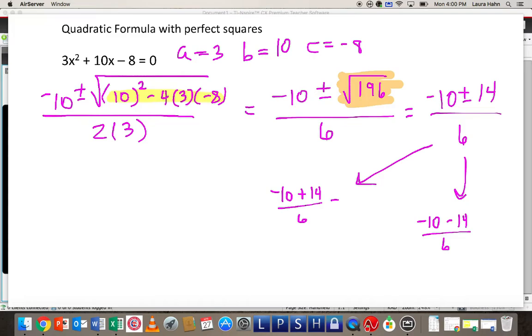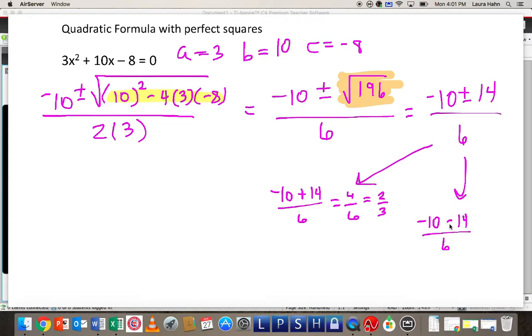All right, so let's go ahead and work that out. On this problem, if I have a negative 10 and I add 14, that's going to give me a 4. I know 4 divided by 6 is 2/3. So one of my solutions, it means it's going to touch the x-axis at 2/3. All right, so let's do it over here. So we did it with the plus sign, now let's do it with the minus sign.